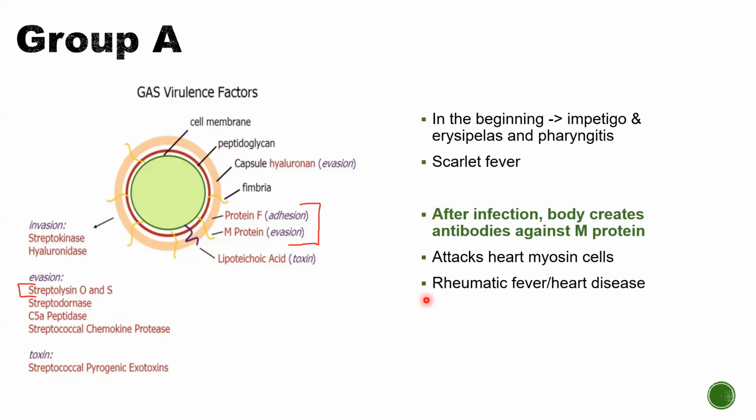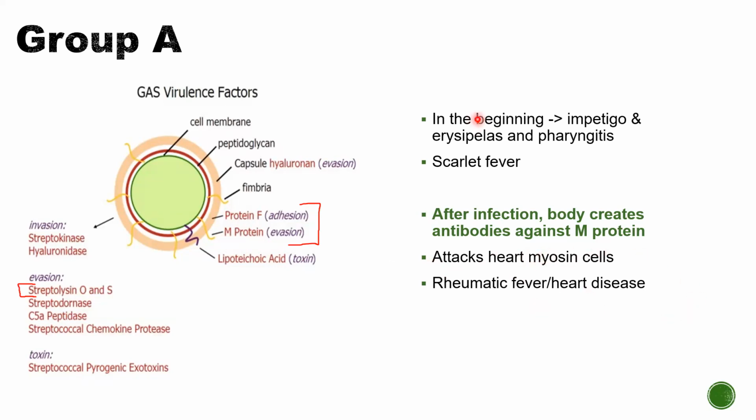Now, the important thing to remember is that in the end, after you've been infected, your body makes antibodies against the disease. This is a very general concept, right? So the body recognizes the M protein and makes antibodies against it in the long term. Now the problem is this M protein is very similar in makeup to the myosin cells of the body, to the proteins on the myosin cells in the heart. So the antibodies start to attack the myosin cells of the heart. So this leads to rheumatic heart disease.